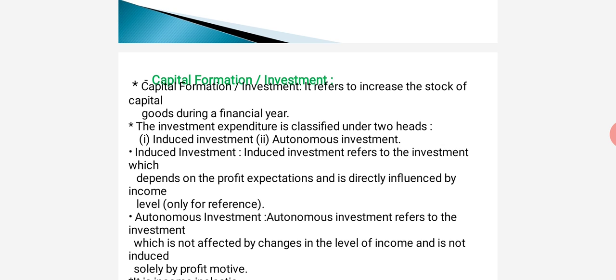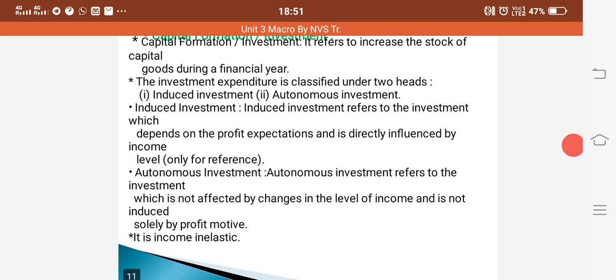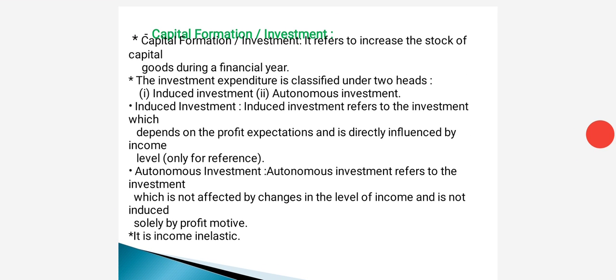Induced investment refers to the investment which depends on profit expectations and is directly influenced by income level. Induced investment is influenced by income, and autonomous investment refers to investment which is not affected by changes in the level of income, and it's not induced solely by profit motive. It is income inelastic. Understand it. The question might be asked: which one of the following is income inelastic? So you have to remember that autonomous investment is income inelastic. It means it doesn't depend on the level of income.